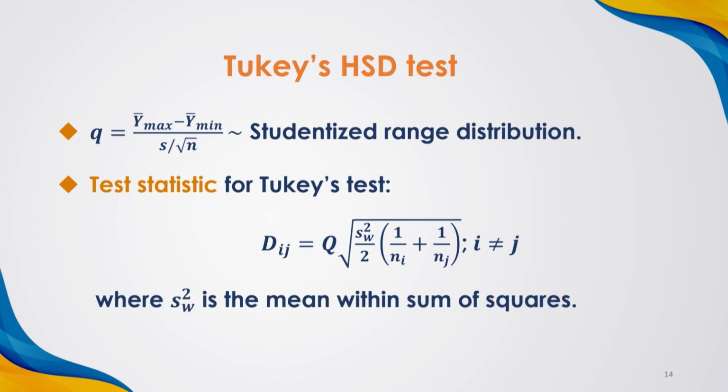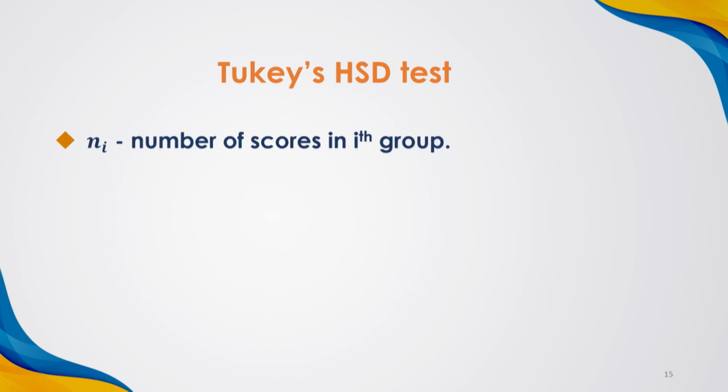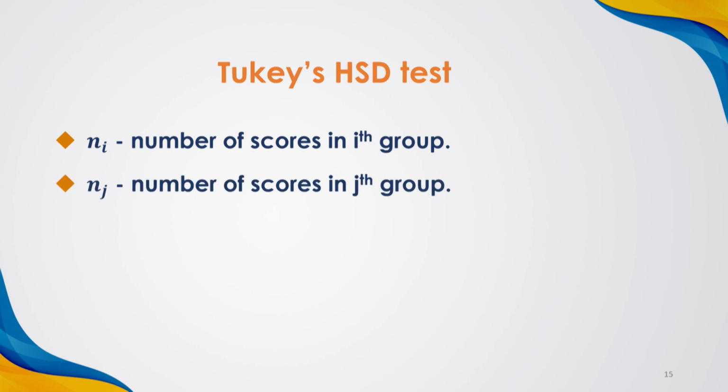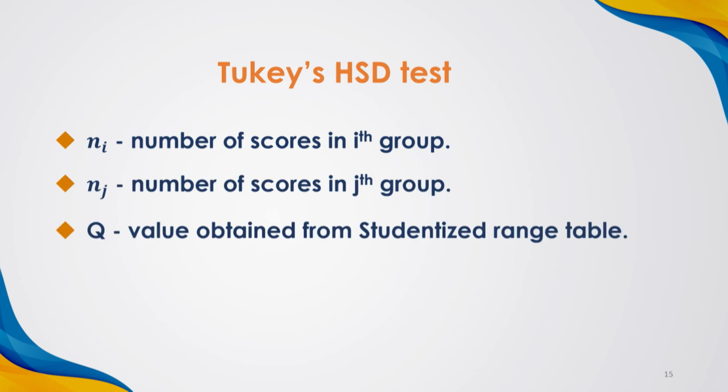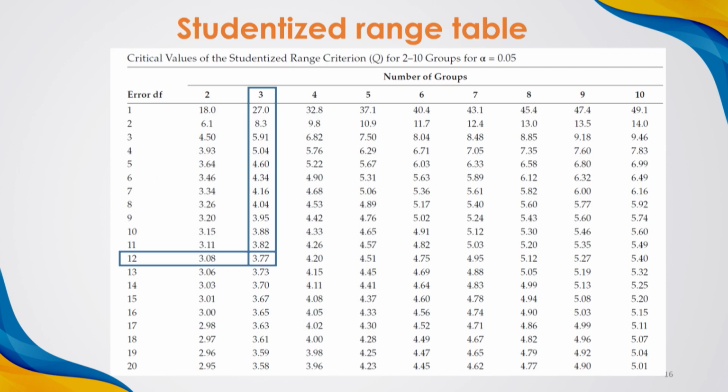So, where SW square is nothing but the mean within sum of squares, Ni is the number of scores in the ith group, Nj is the number of scores in the jth group. Q is a value which is coming from the studentized range table, which we have already discussed. This table is an example of a studentized range table, where it gives the value of Q for different error degrees of freedom and the number of groups we are comparing.